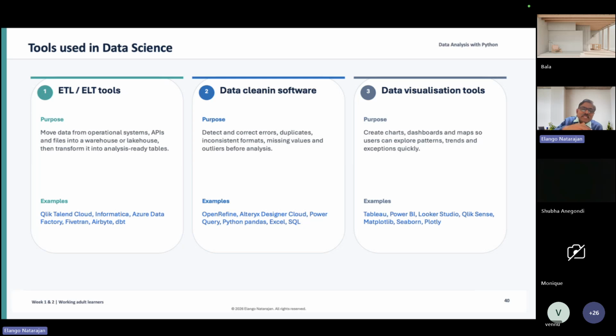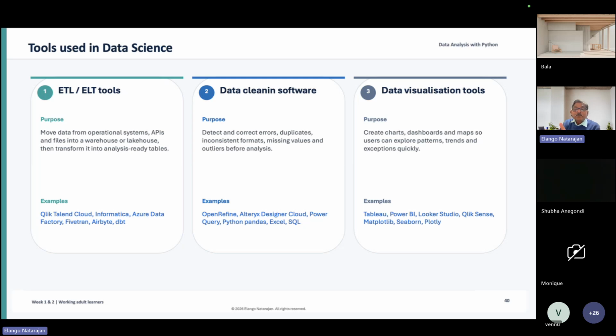So you can use any software for this. These are very commonly used data cleaning tools: Excel, SQL, and Python Pandas, which is also a good tool we use. In Pandas, we have many functions. With those functions, we can create queries, filter the data, and take it for analysis. If you are looking for visualization, Tableau, Power BI, Looker Studio, there are many tools available.